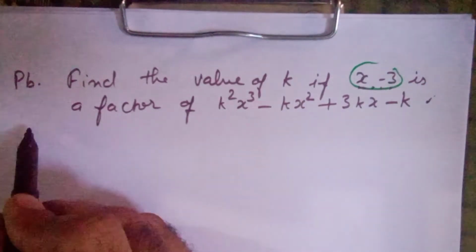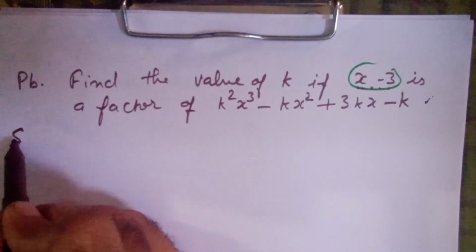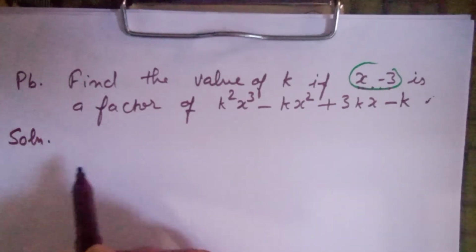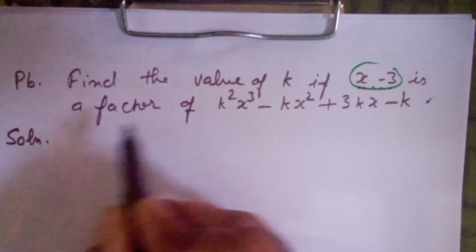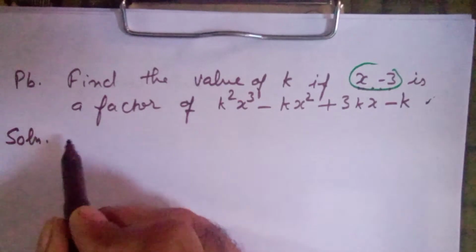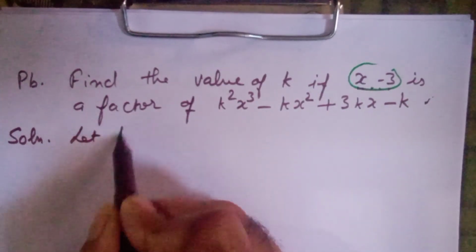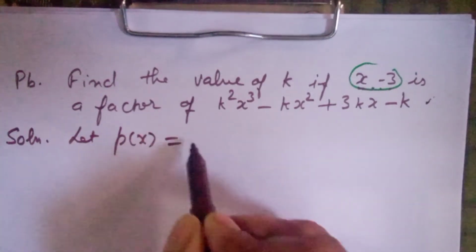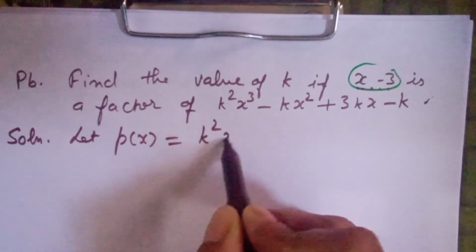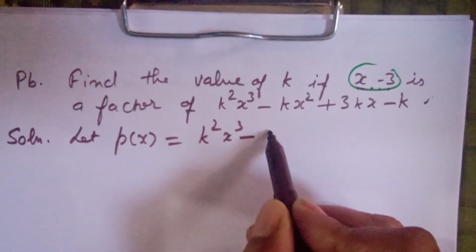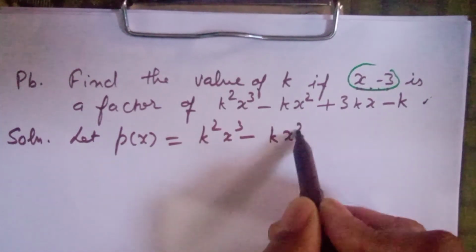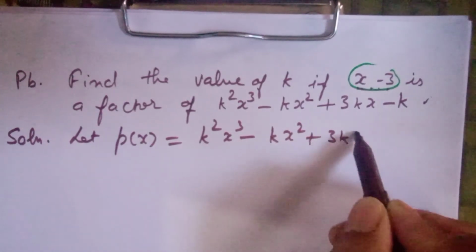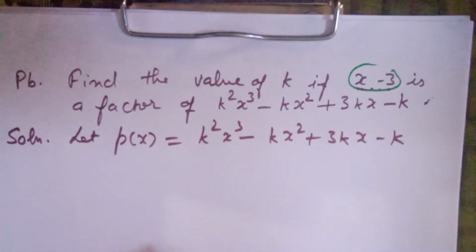So students, first of all we have to name this, because there is no name of the polynomial. So let us name this. Let px is equal to k square x cube minus kx square plus 3kx minus k.